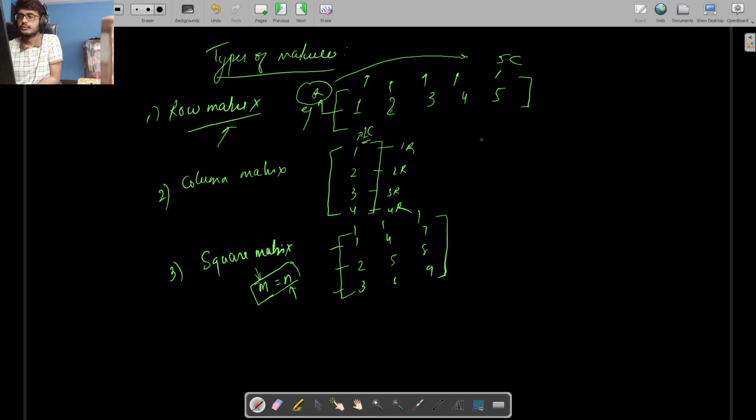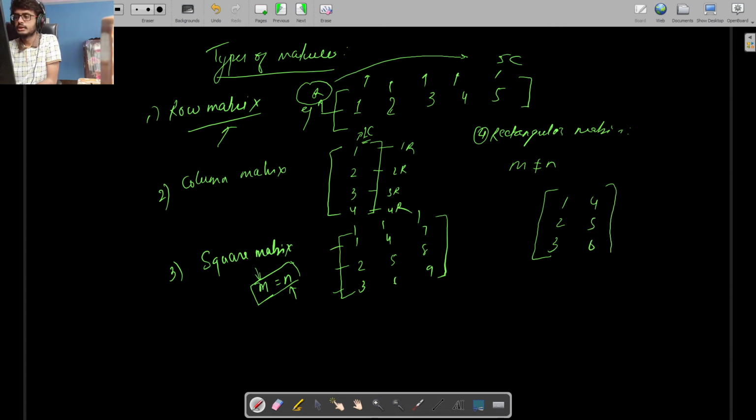The fourth one is a rectangular matrix. A rectangular matrix is where the number of rows is not equal to the number of columns. So a rectangular matrix may be something like 1, 2, 3, 4, 5, 6. This is a rectangular matrix because it has 3 rows and just 2 columns. So the number of rows is not equal to the number of columns. So this is known as a rectangular matrix. These 4 are basic simple types of matrices.